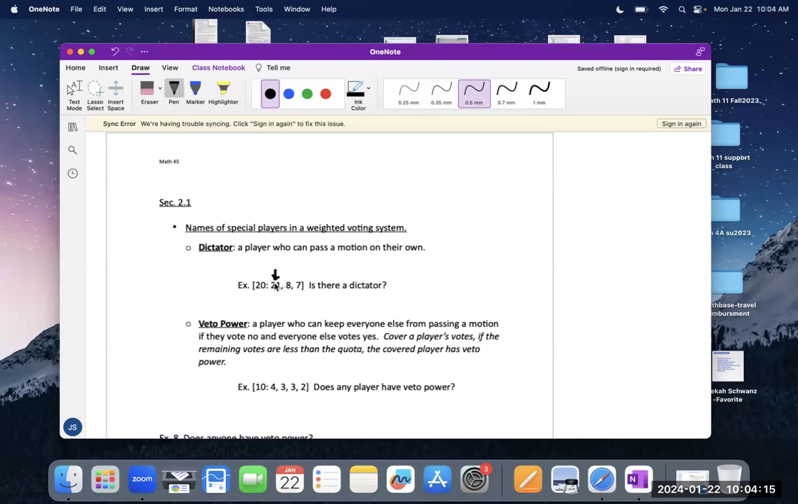Because 21 is greater than the quota. His weight, player 1, is a dictator, because player 1's weight, which is denoted W sub 1, is greater than the quota, which is denoted by the Q.